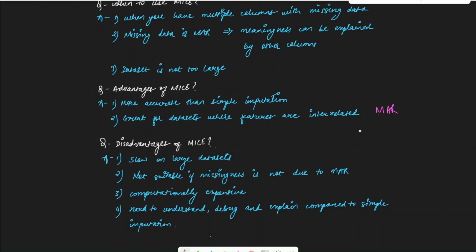A few disadvantages related to MICE. It is slow on large data sets because we have to create the model multiple times and have to repeat this process for all the features which have missing values. It is not suitable if the missingness is not due to MAR. If we can't explain the missing feature on the basis of other features in our data set, then this cannot be used. It is computationally expensive, and because we are doing multiple imputations here, it is hard to understand, debug, and explain compared to simple imputation.